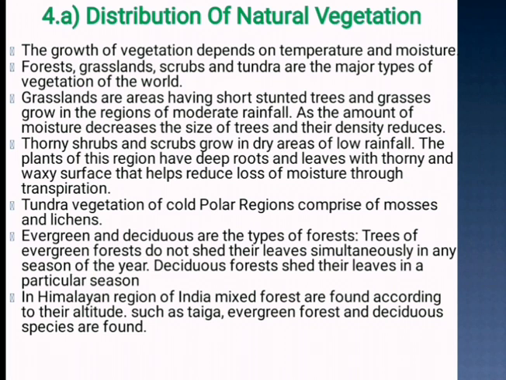The next one is the thorny bushes and shrubs. The thorny bushes and shrubs grow in dry areas of low rainfall. The plants of this region have deep roots and leaves with a thorny and waxy surface that help to reduce the loss of moisture through transpiration.